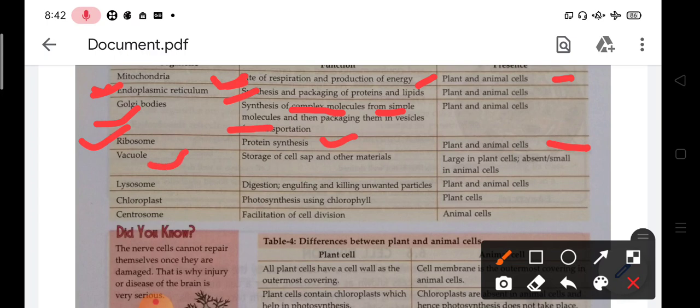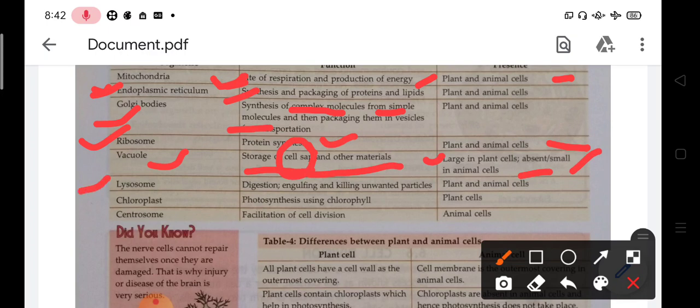Then we talk about vacuoles. Vacuoles are what? They are meant for storage. Okay. Storage of cell sap and other materials, means food is also stored, water is also stored, that all is called cell sap, cell content. And these are large in plant cells, means the size of vacuoles is large in plant cells, and in animal cells they may be absent or they are small in size.